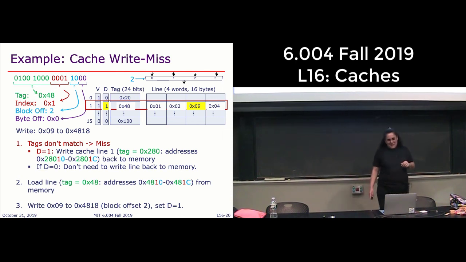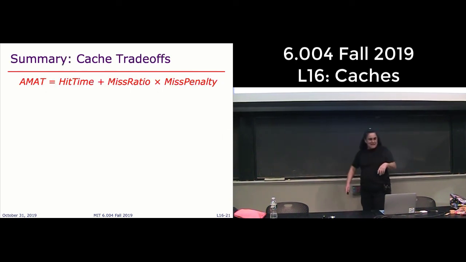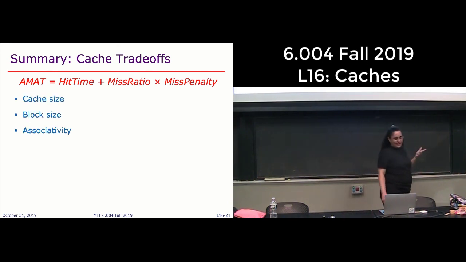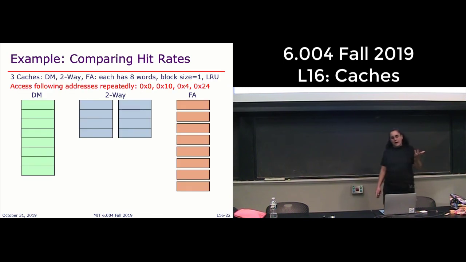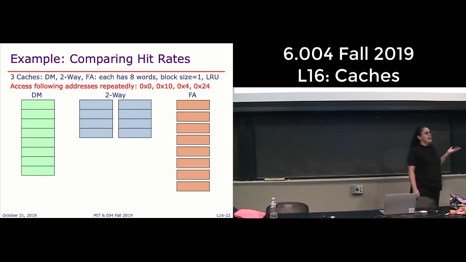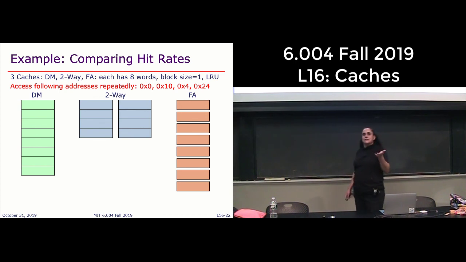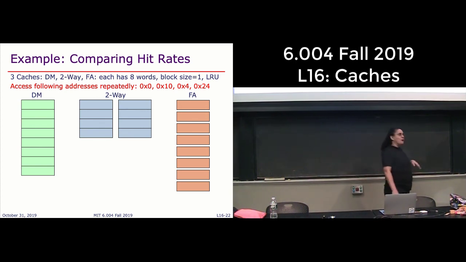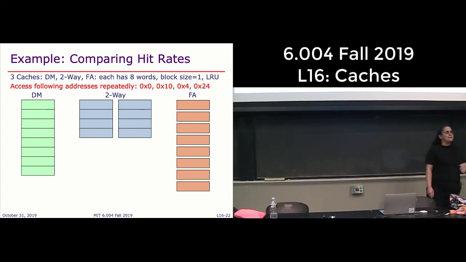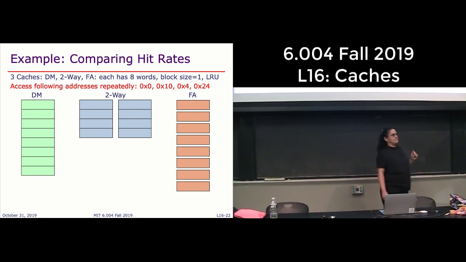All right, I wasn't sure if we were going to have time, so this is just a summary of the different kinds of trade-offs you're going to have to consider when you do cache design. With the last couple minutes, I just want to show you a quick example meant to illustrate that regardless of which cache configuration you have, I can always give you some memory access sequence that's going to make that cache not have good performance.